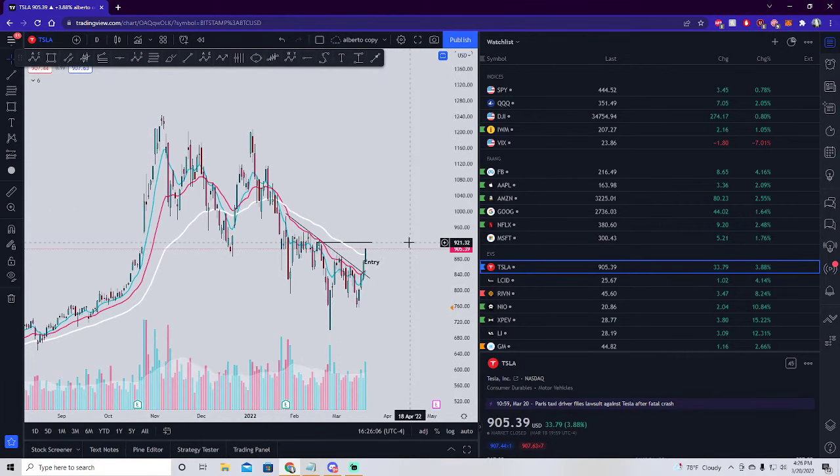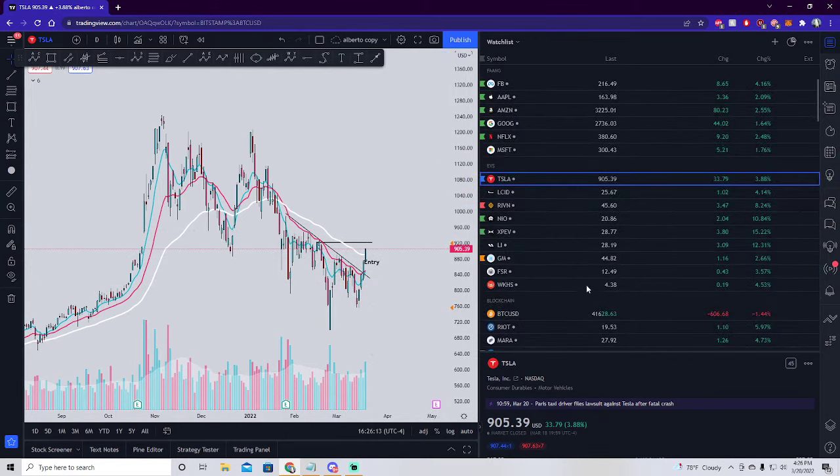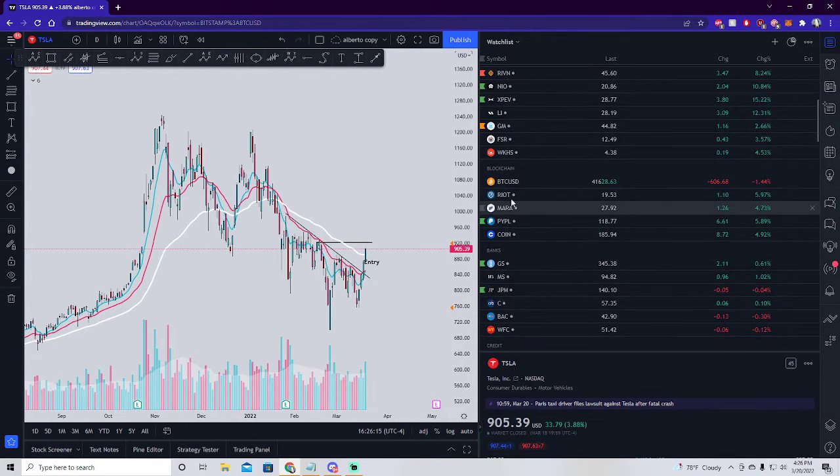Like Tesla, if this breaks over 921, could be a possible entry. It doesn't look amazing for trade yet. I'll continue to see if this wants to continue to develop. But this is how I'll do it. I'll just go through the best setups.